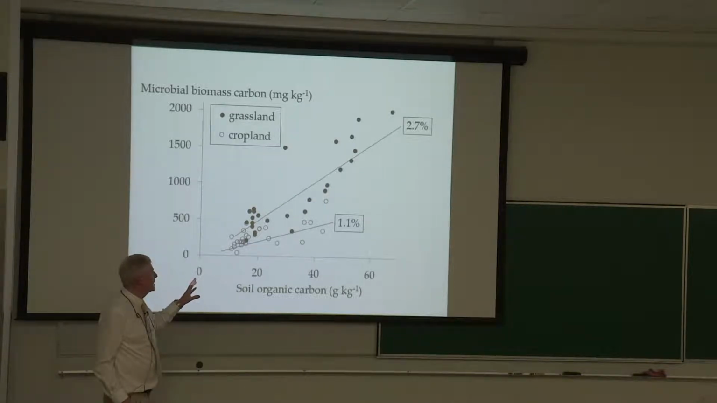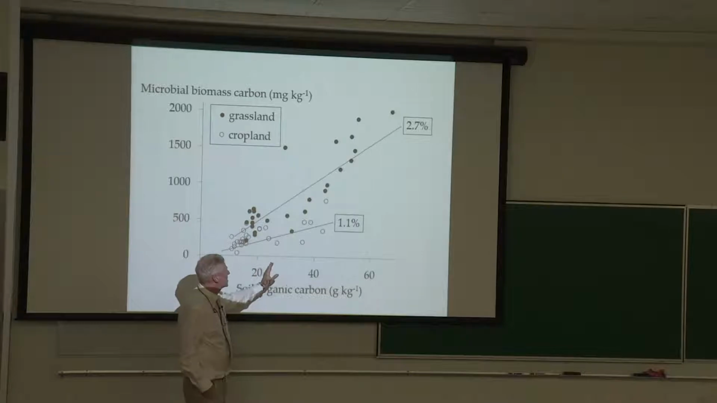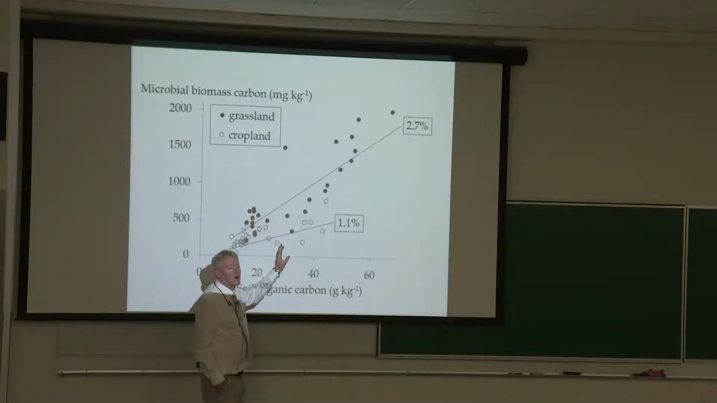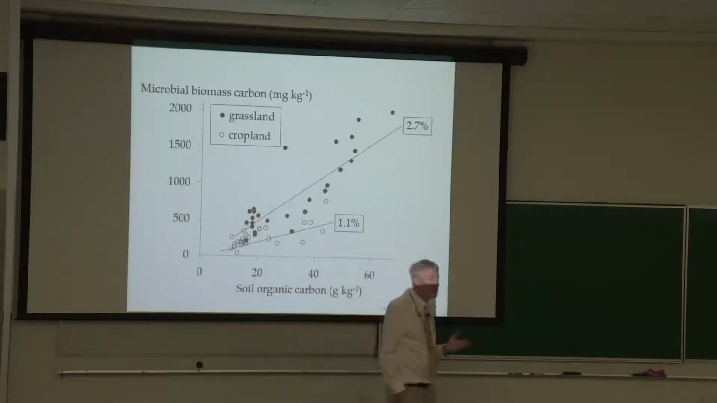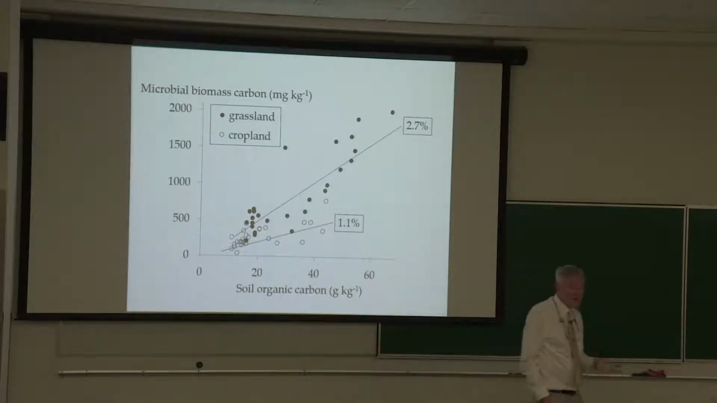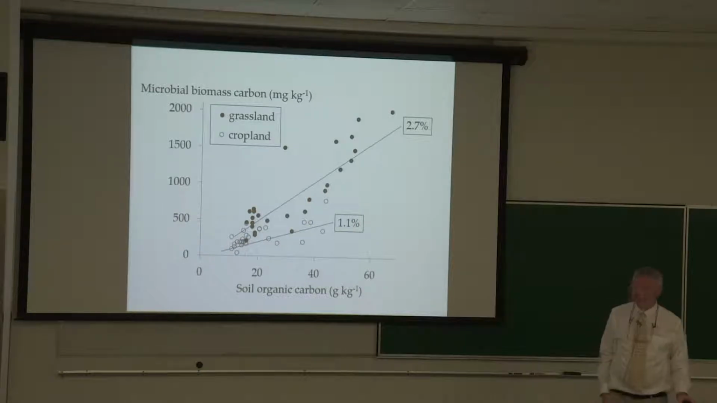In each case, they're positive linear, but we've got a steeper slope for the grassland. So that's telling me that for the same soil organic carbon, we're getting more microbes in the grassland compared to the cropland. Well, that's encouraging, that maybe microbial biomass carbon is in some way related to soil health. Maybe it does tell us something. Let's look at grazing, perhaps.